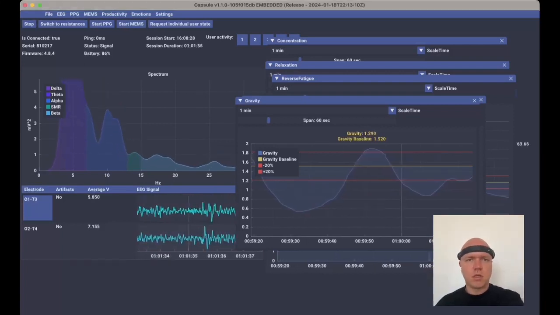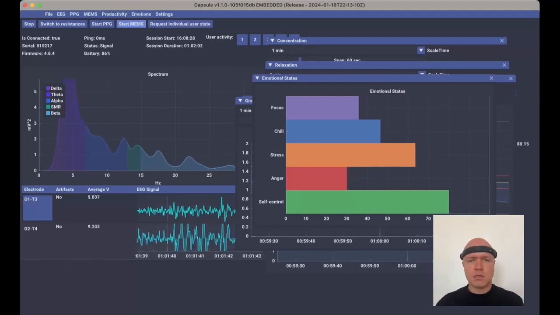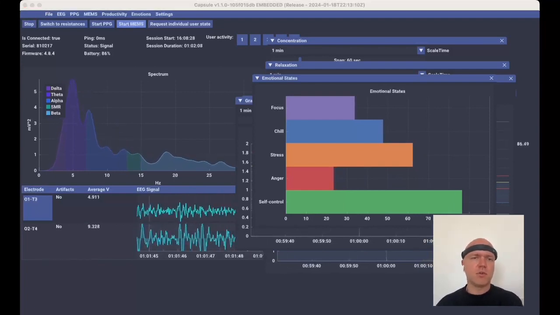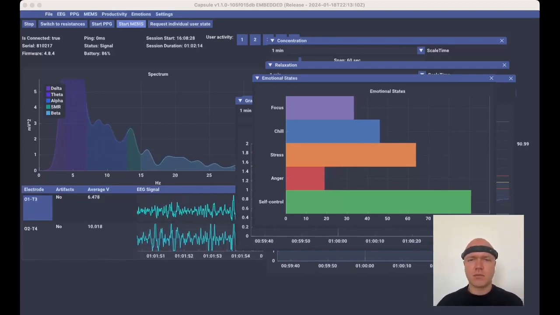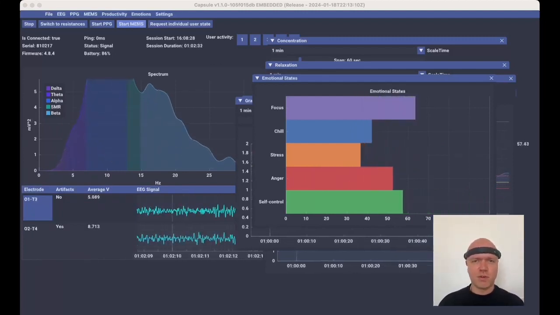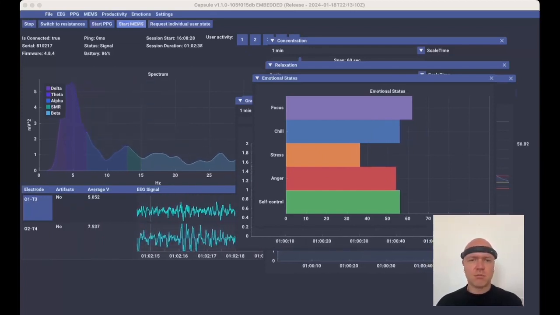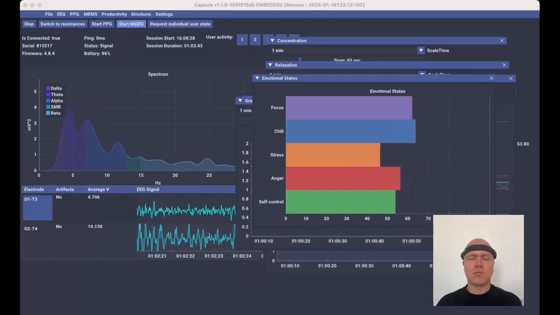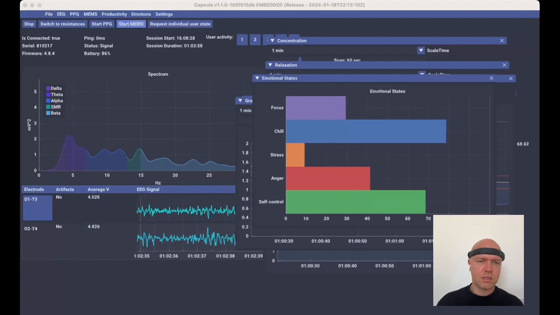Lastly, we have emotions. We can identify 5 types of emotions: focus, chill, stress, inner tension or anger, and self-control. You can play around with this, but to give you an idea, I'm going to focus and you'll see my focus and self-control levels rise. Okay, maybe not in terms of self-control, but it works with focus right now. Or, for example, I can try to relax and you will see how chill will rise. Let's try it. Yeah, it works like this.